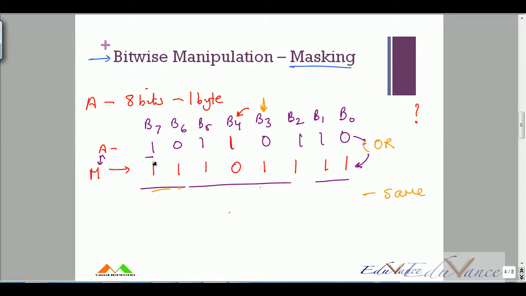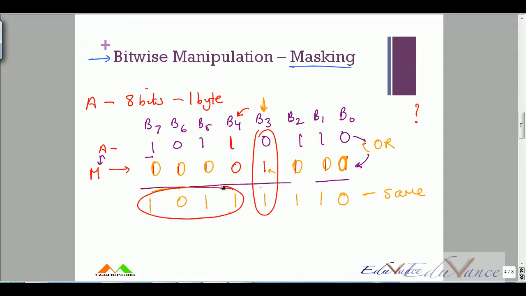I will OR everything with all zeros, except this bit of my mask will be 1. So in effect what do I get? 1, 0, 1, 1, 1, 1, 1, 0. So what did I end up changing? B3, whereas all my other bits remain the same. So I changed my mask M, but now I performed an OR operation and I was able to manipulate a single bit in a byte.